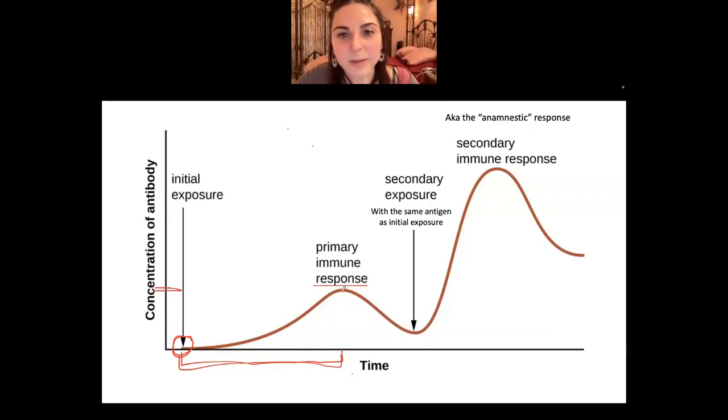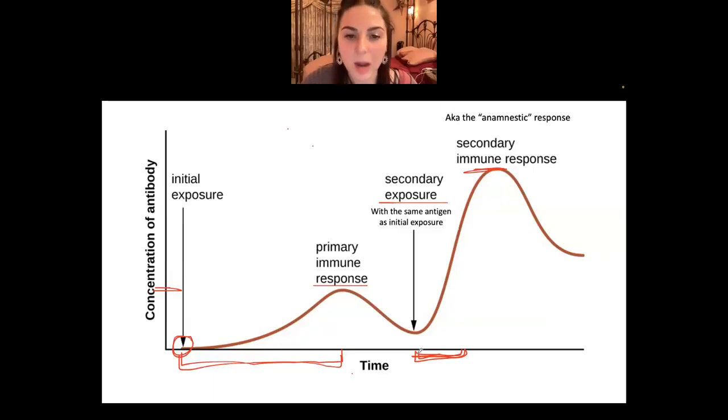But then a little bit later, the second time you see that same antigen, now you get this intensely high antibody concentration, super high, and look how quickly it took to get there. Super quick and super strong secondary immune response. That's known as the anamnestic response.